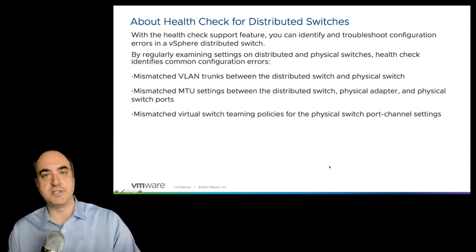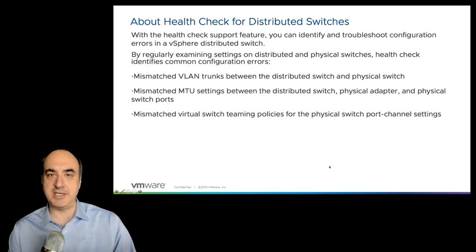This was introduced in the vSphere 5 timeframe, so it's been around for some time. It's a great and powerful support feature. It helps you identify and troubleshoot configuration errors in a vSphere distributed switch. Now, how on earth are we going to have configuration errors? I thought this thing was supposed to be easy, right?